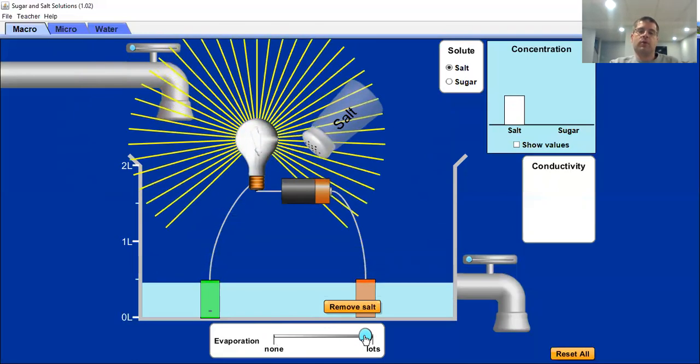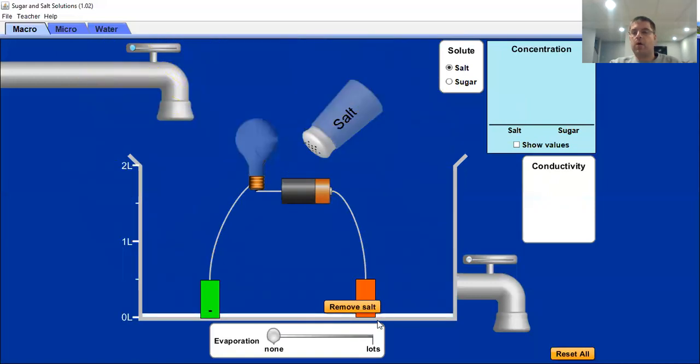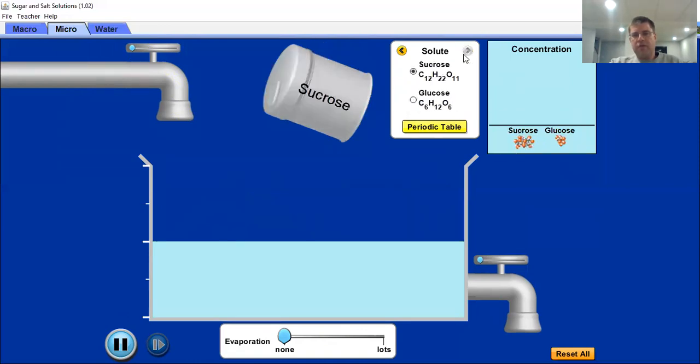But watch what happens when you go strong, strong, strong. All the water's gone. Whoop, solid ionic compounds don't conduct. Okay, let's get microscopic. And I'm going to stick with just these two. We could do other ones too. Same idea. Let's just keep it simple.